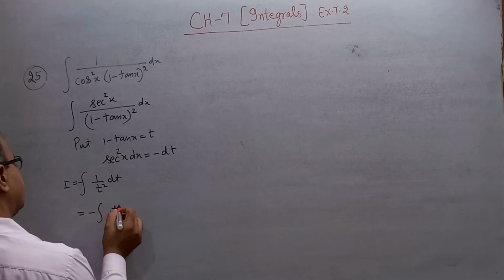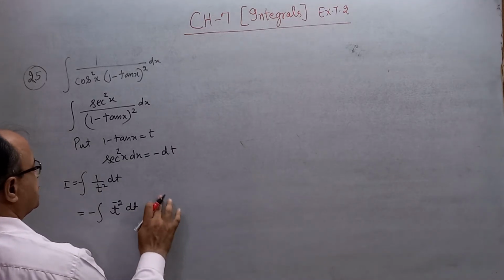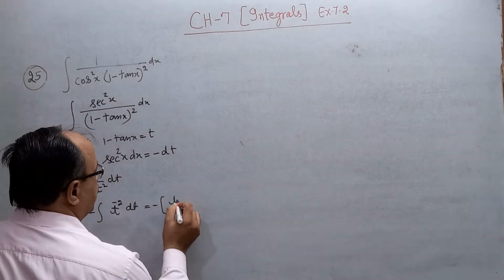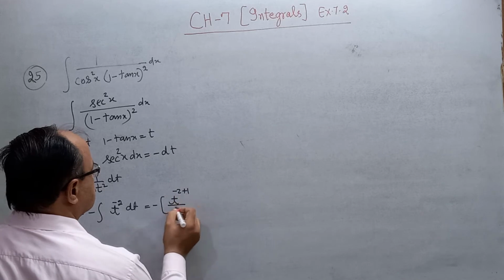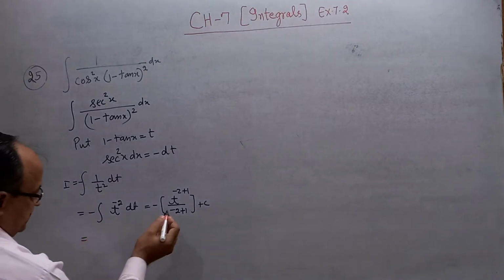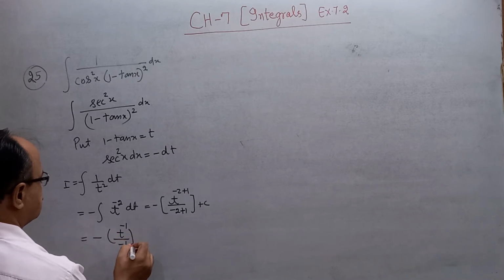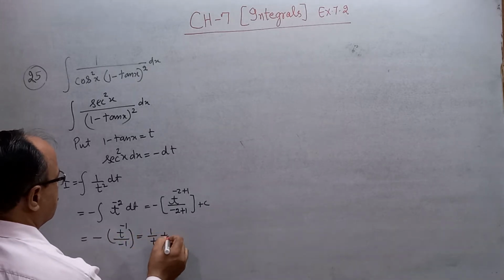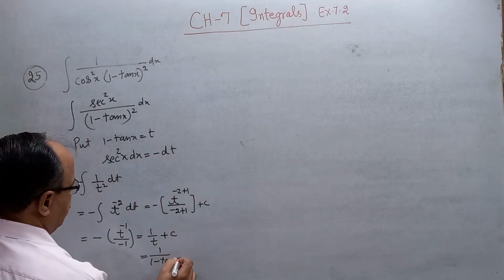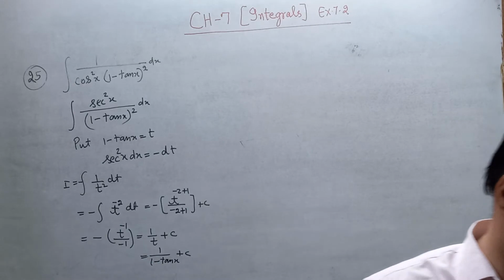1 upon t square you can write t to the power minus 2 dt, and the integration of t to the power minus 2 is t to the power minus 2 plus 1 upon minus 2 plus 1 plus c. When you simplify, it becomes t to the power minus 1 upon minus 1. Therefore, you can say 1 by t plus c, and the value of t is 1 minus tan x, plus c. This is the answer of question number 25. You can check.